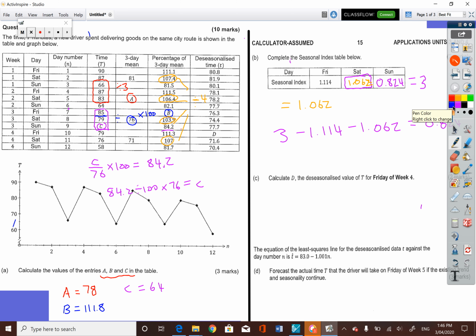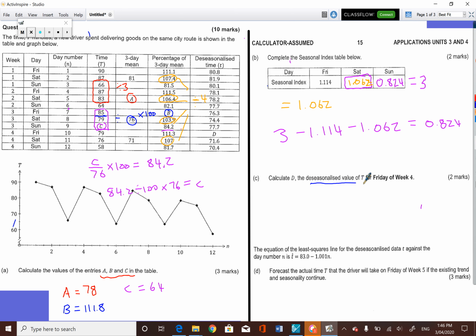So calculate D, which is the deseasonalized value of T for Friday week 4. So to do that, what we're going to do is get the value, and if we have a look, we've got Friday, which is in week 4, and we're going to go across and see that the value is 79. Now to deseasonalize that value, we want to divide. So I always remember deseasonalizing is divide. To find actual values is when we times.